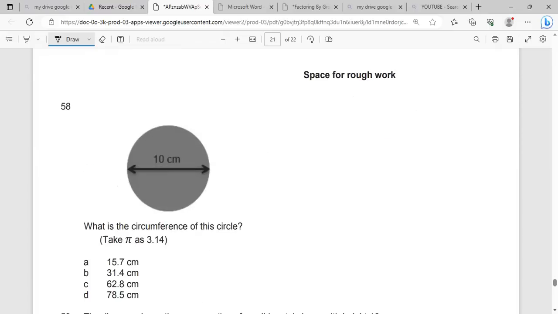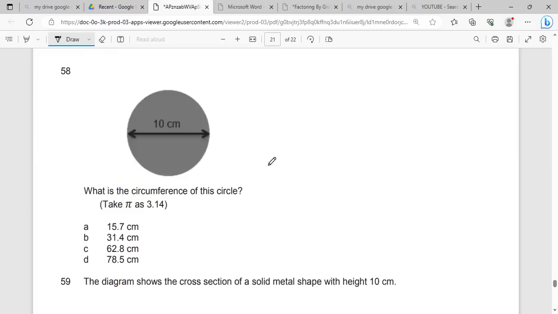What is the circumference of this circle? Take pi to be 3.14. Now it's 2 pi r, and you have to know the difference. For area, it's pi r squared. Even though I said it a while ago, I still have to show you the right thing. But this is 2 pi r, so it's going to be 2 times 3.14 times 5. You can't use pi d, you know, it's just 3.14 times 10. So it's 31.4.